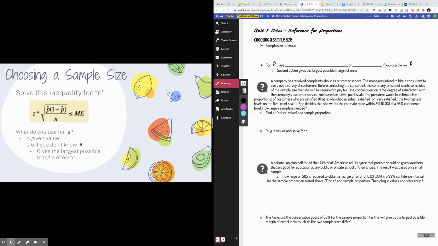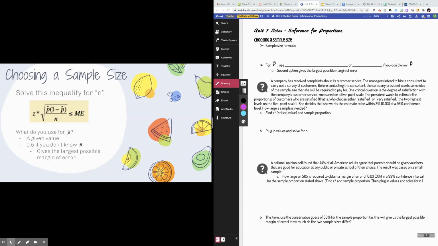So every once in a while, you'll come across a problem where they'll tell you what they want the margin of error to be. They'll say they want it to be within 2% or 3% or 5%. And they'll tell you the confidence level that they want to use. And what they want to know is, okay, if I want this margin of error at this confidence level, how large of a sample do I need? How many people, how many things do I need to sample?